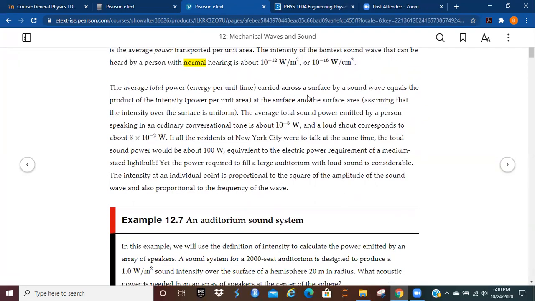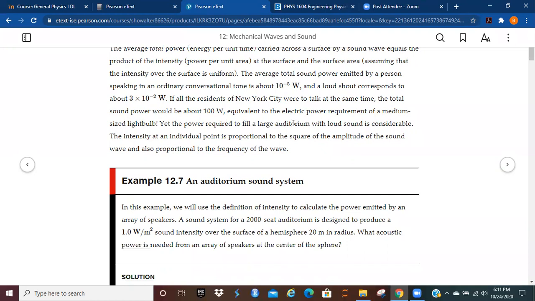The average total power or energy per unit time carried across a surface by a sound wave equals the product of the intensity at the surface and the surface area. The average total sound power emitted by a person speaking in an ordinary conversational tone is about 10 to the minus fifth watts, and a loud shout corresponds to 3 times 10 to the minus 2 watts. So, if all the residents of New York City were to talk at the same time, the total sound power would be about 100 watts, equal to the electric power requirement of a medium-sized light bulb.